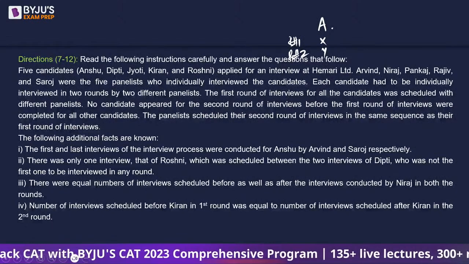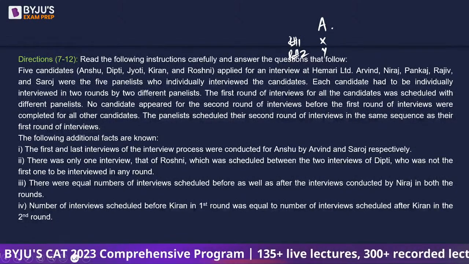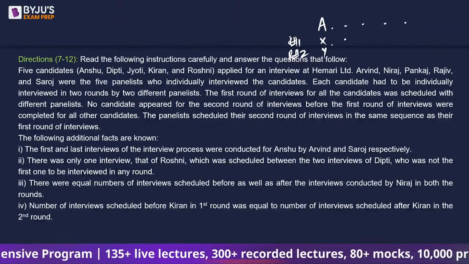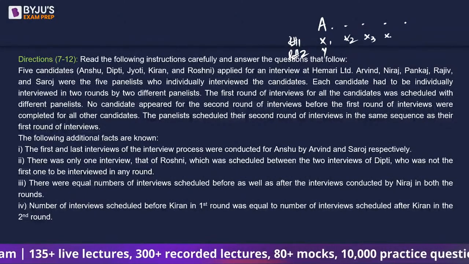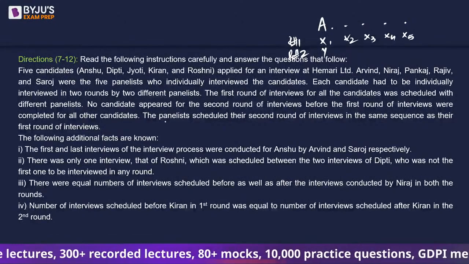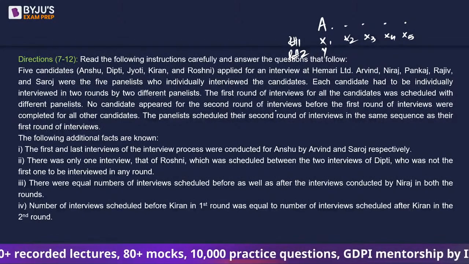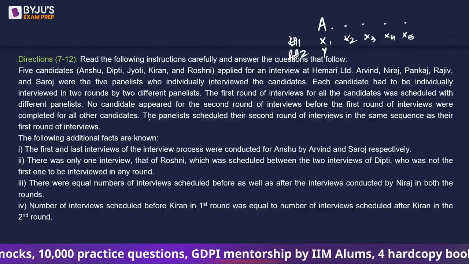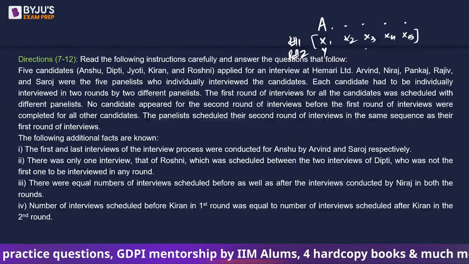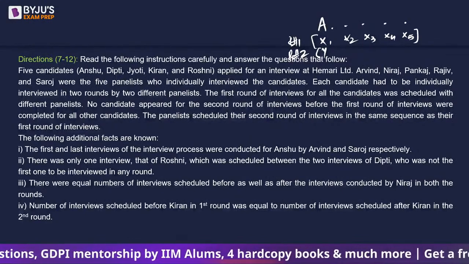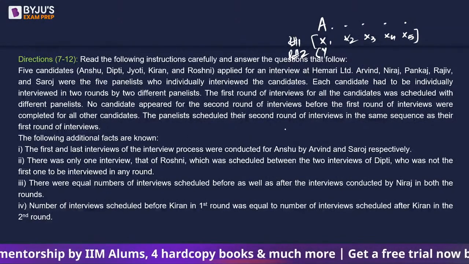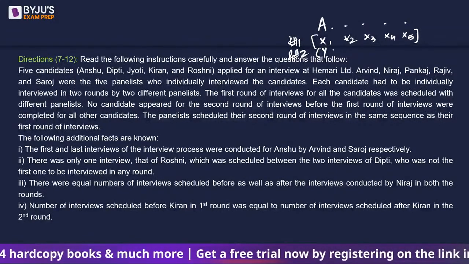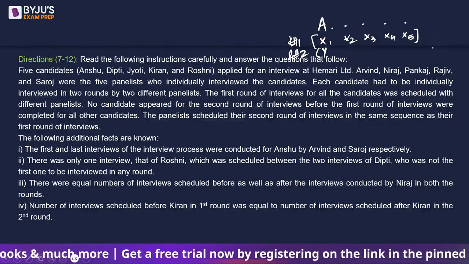Okay. The first round of interviews for all the candidates was scheduled with different panelists. And if I look at these 5 people, these are all different people. No candidate appeared for the second round of interviews before this first round of interviews were completed for all the candidates. So unless and until the first round is complete, the second round will not begin. The panelists scheduled their second round of interviews in the same sequence as the first round of interviews. So the panelists' sequence was also the same.